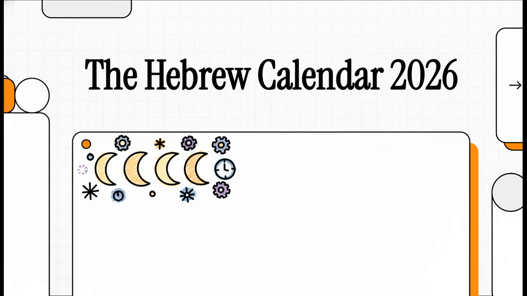All right, let's talk about the Hebrew calendar for 2026. If you're trying to get a handle on the new moons and the appointed times for the year, well, you've come to the right place. We're going to build a really practical roadmap to give you some clarity.